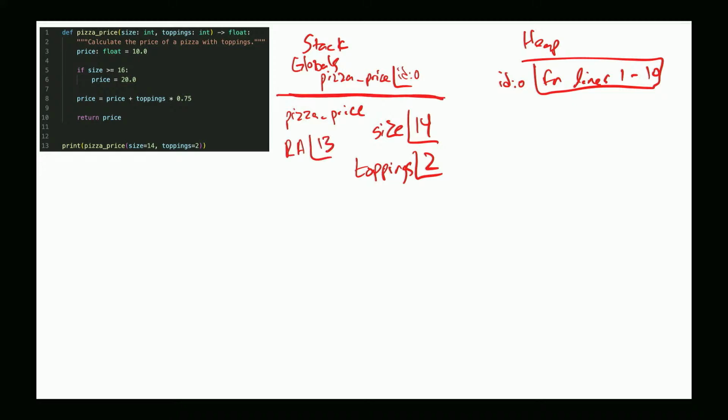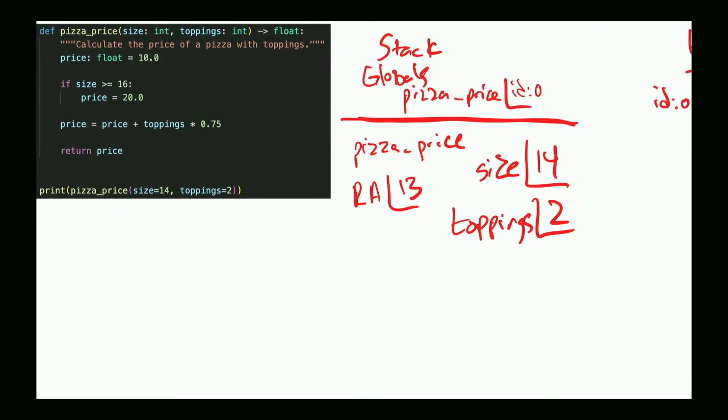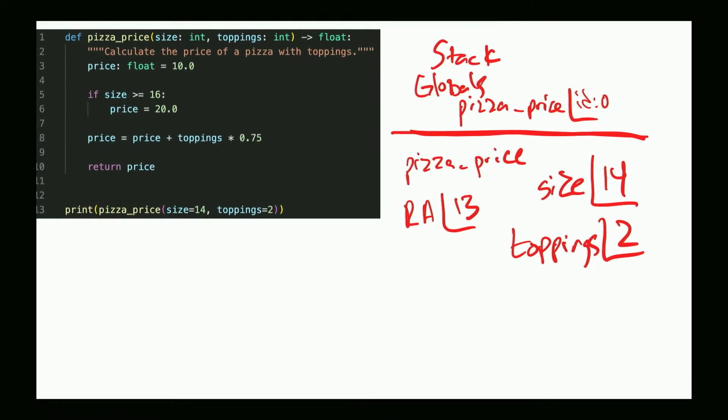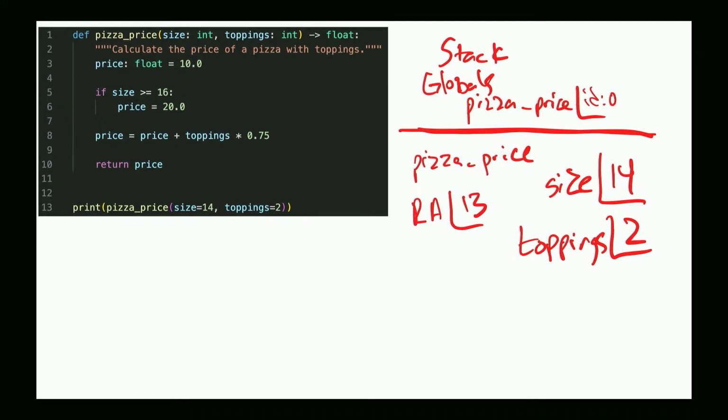All right. Let's bring it back together. And again, I've gone ahead and fast forwarded through what should be very comfortable at this point in the semester. So we've got our frame set up for pizza price. We've got our size and toppings parameters filled in with the arguments we were given. And now we reach line 3. And I want to begin using this terminology we're about to define more concretely.